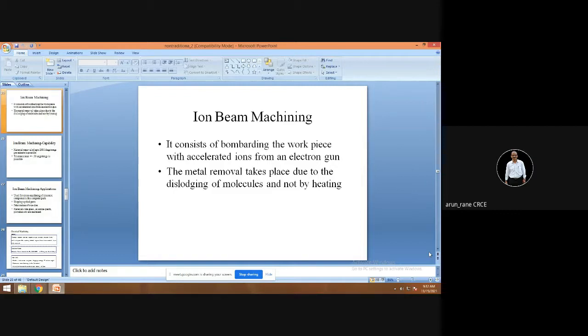All these unconventional machining processes, the biggest advantage is that they are used for hard metal machining, for machining hard components, which cannot be done by conventional machining.